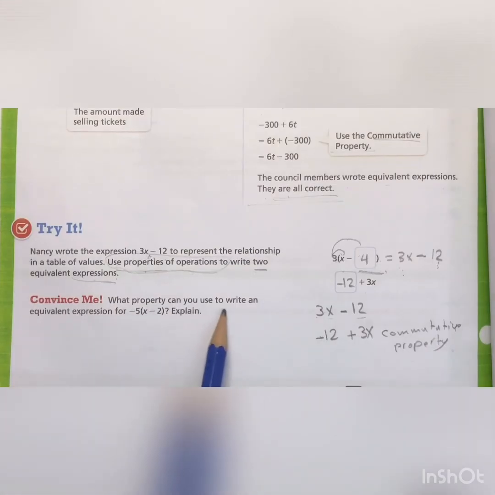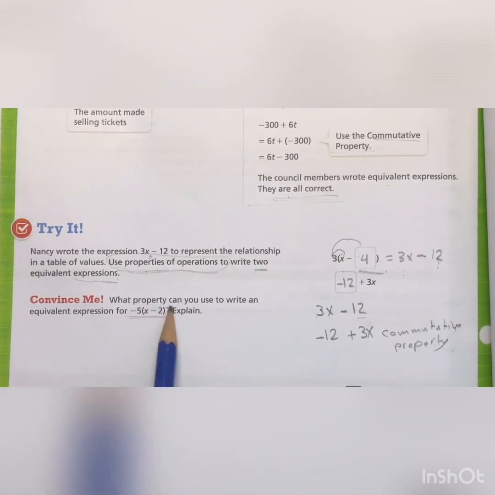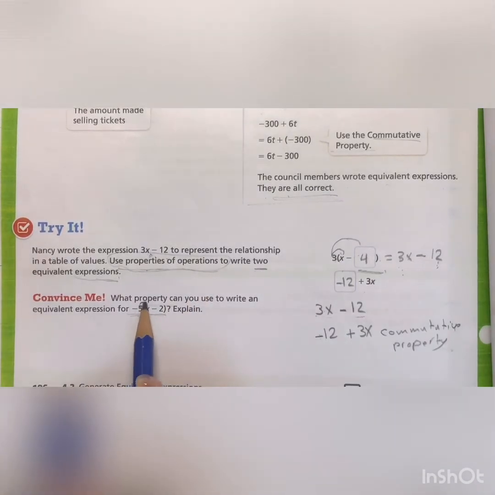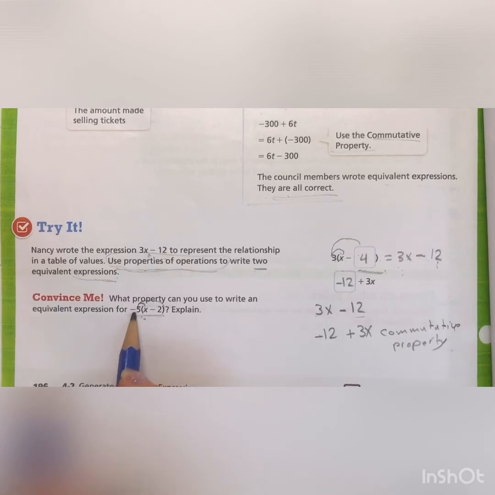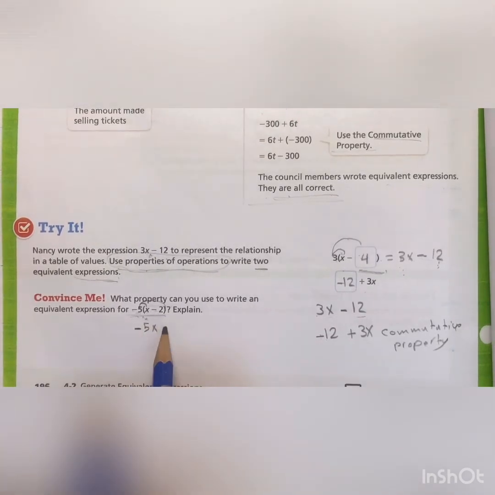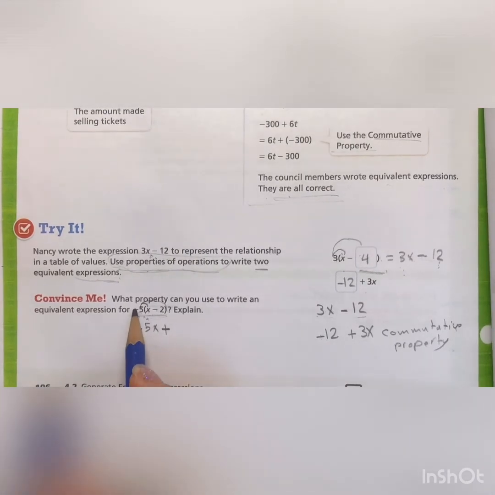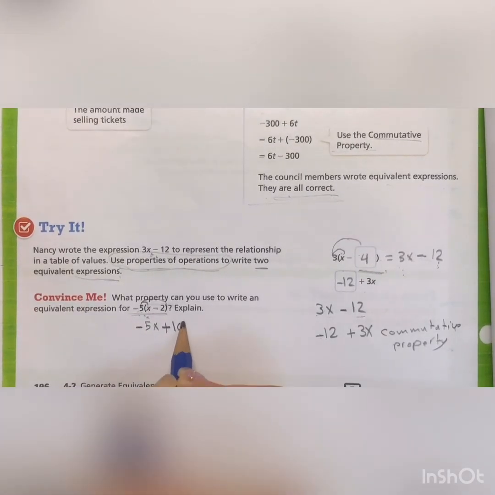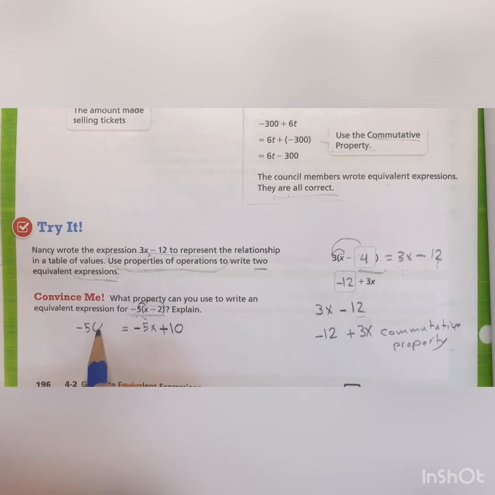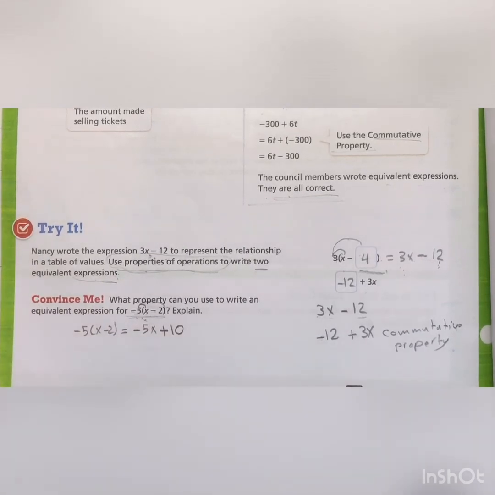What property can you use to write an equivalent expression for this one? Can you tell me what property we can use? It is the distributive property. If I use this, it's going to be minus 5 times x equals minus 5x, and a negative sign times a negative sign is going to be positive, and 5 times 2 equals 10. Minus 5x plus 10.